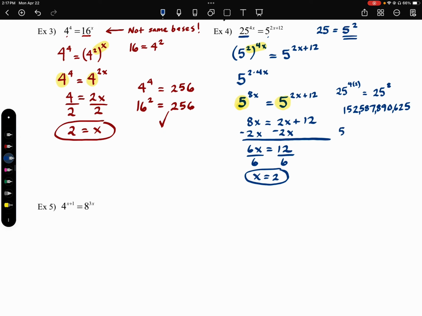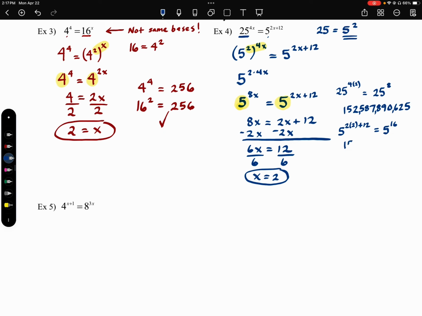So if we do 5 to the power of 2 times 2 plus 12, that's going to be the same thing as 5 to the 16th power. And you can go ahead and put 5 to the 16th power in your calculator, and if we get the same number, it looks like they will be equal.